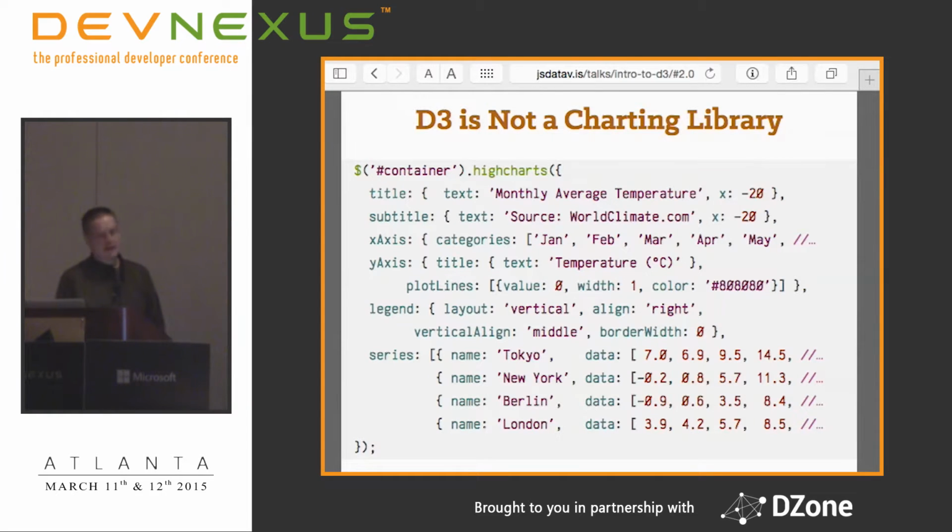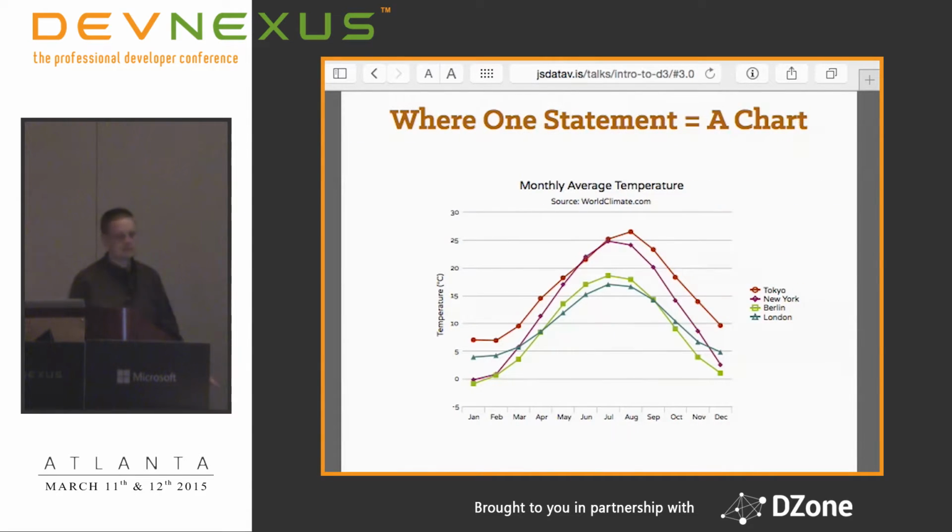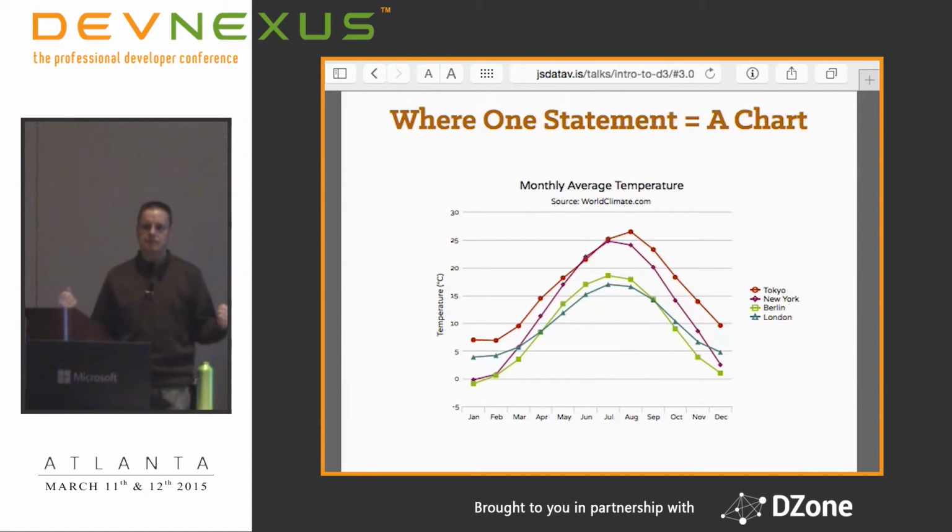But it's about a dozen lines, and it's just one JavaScript statement. That's all that's there. And with that one statement, you get a chart. That's what I mean by a charting library: you have a JavaScript library that has an API, and you feed that API data, and magically a chart appears on your web page. That's not D3.